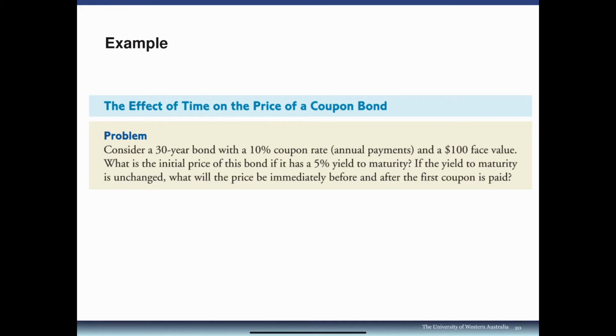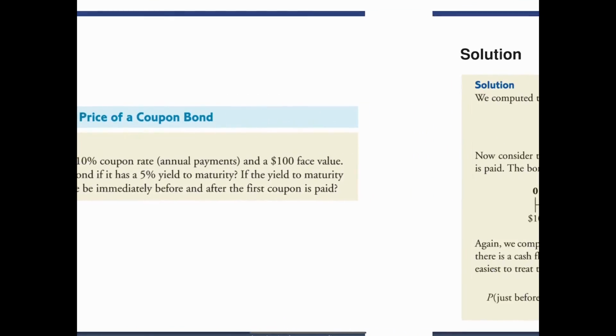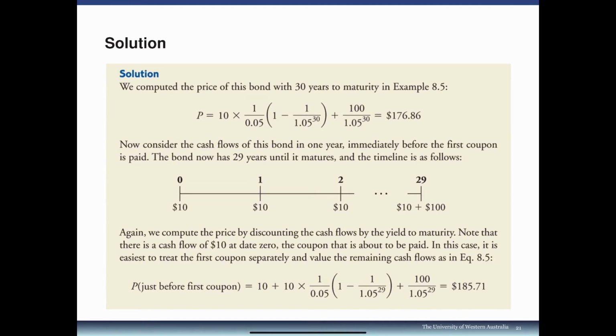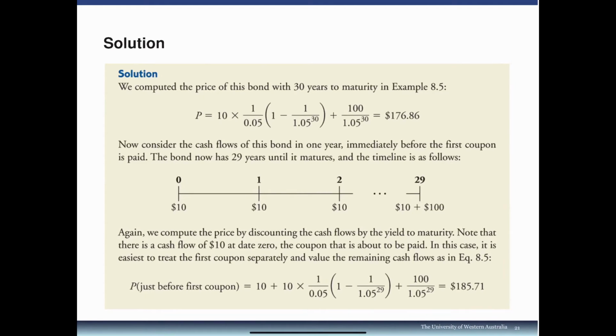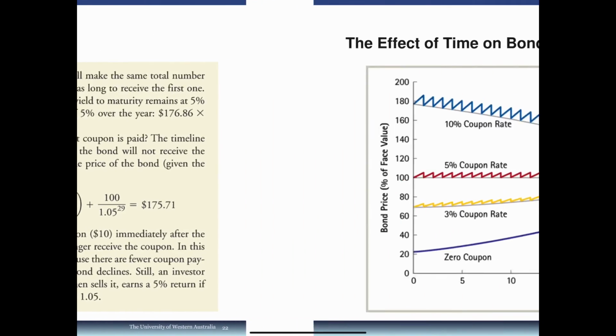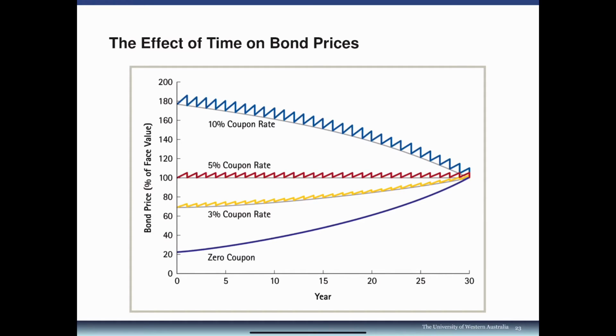So that means the price immediately before will be $10 more than the price immediately after the first coupon payment. That's very straightforward, right? Because you can't claim the same payment again, and that payment is about to be made. All right. So here you can read the solution attached in the lecture note. But why is that important? It helps you understand this effect of time on bond prices.